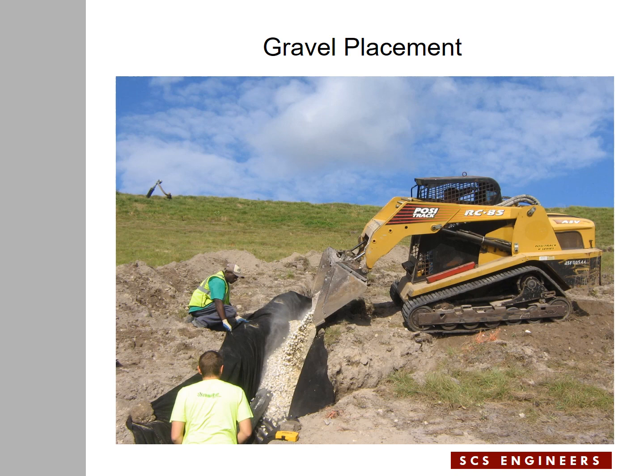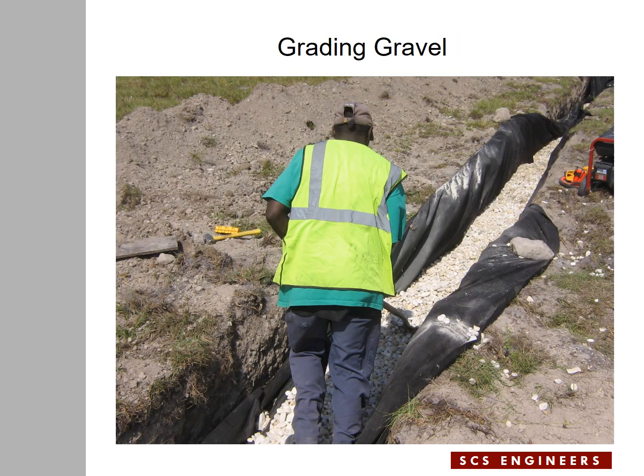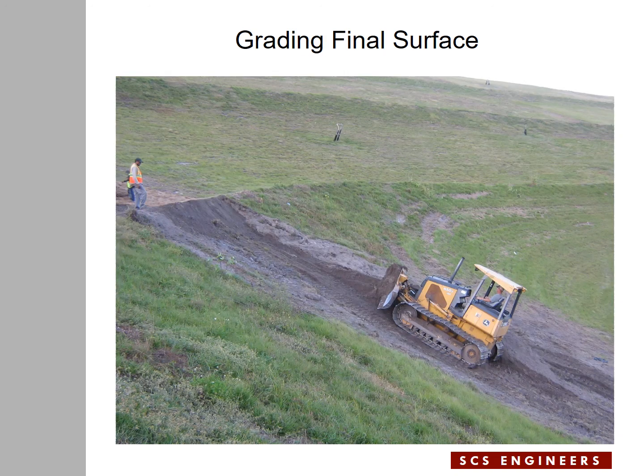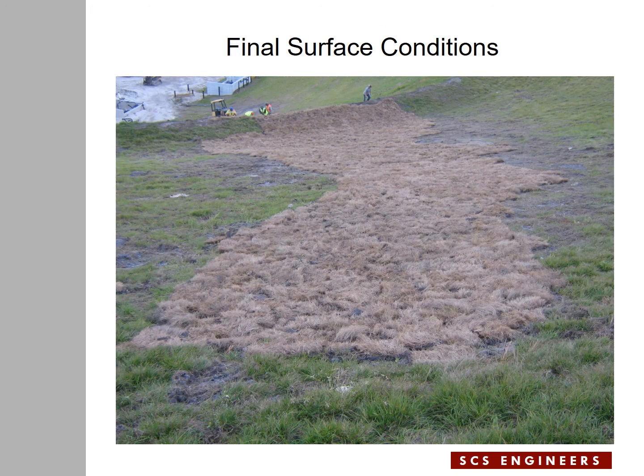Here is the stage where the gravel is being placed in the trench. Then the gravel gets graded and shaped around the pipe into a smooth surface. And then after that, they pull the geotextile together and close the burrito. Following completion of the burrito, they come back and backfill the trench and shape the slope to what it was before. And the impacted, disturbed area gets sodded.